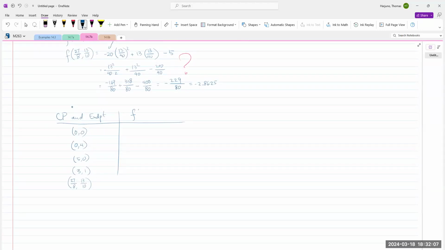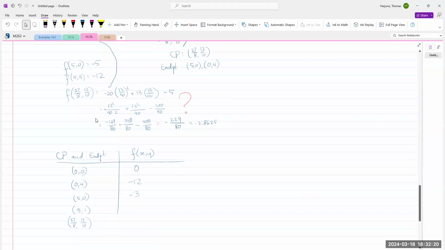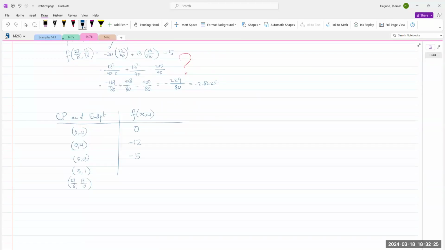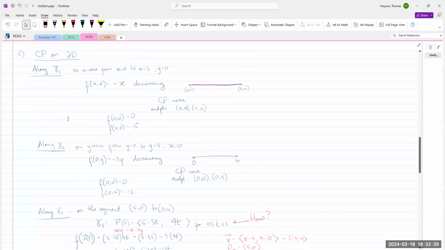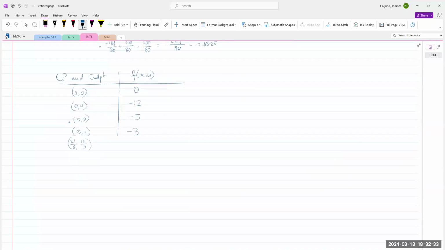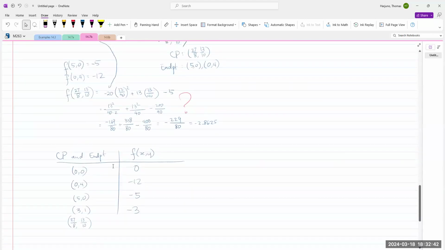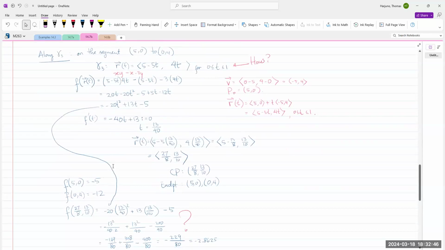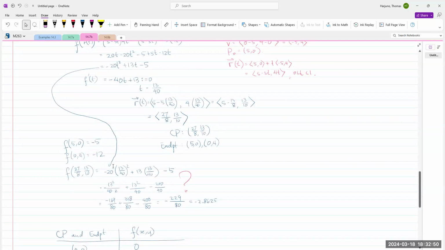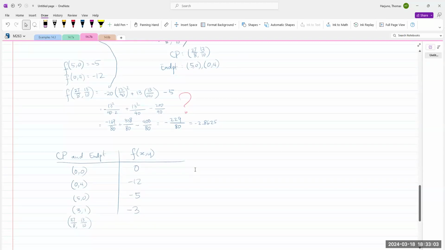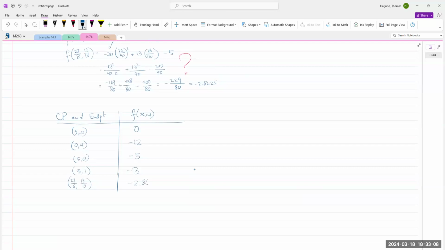Okay, and then the value, this is 0. What is 0 for? Negative 12, as I remember. 5, 0 is negative 3. Is it right? 5, 0. Oh, I'm sorry, negative 5. At 3, 1 is what? At 3, 1 is negative 3. Then at that coordinate is, oh, hold on. Is it positive or negative? Let me plug that in. It's negative, huh? So here is negative 2.8625.